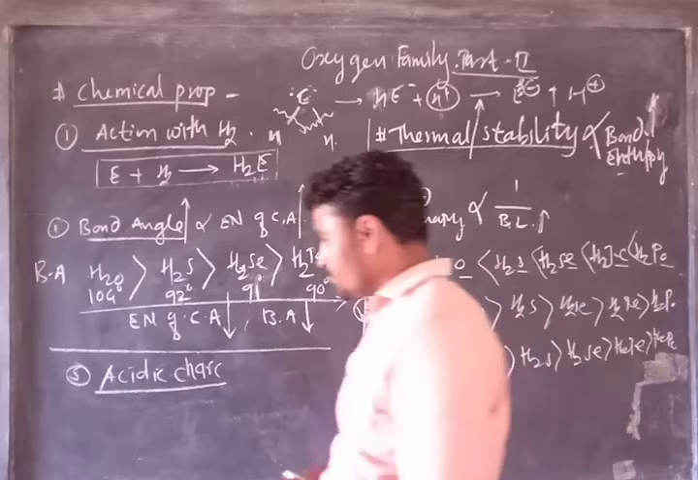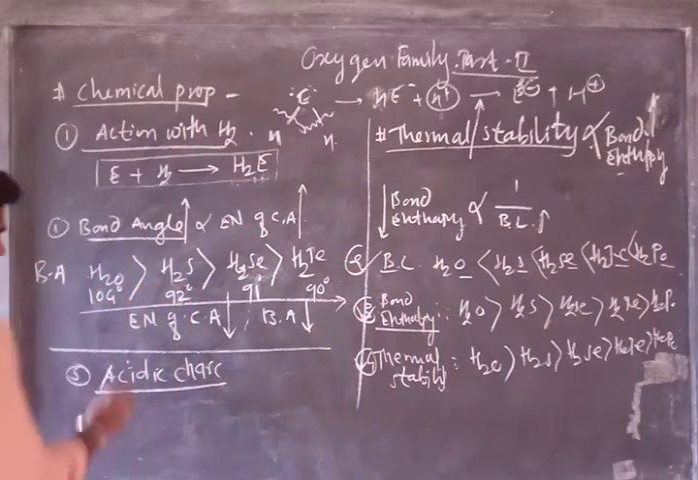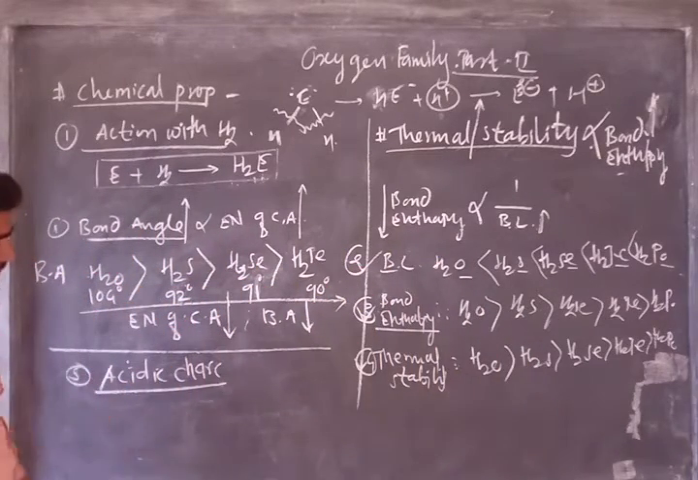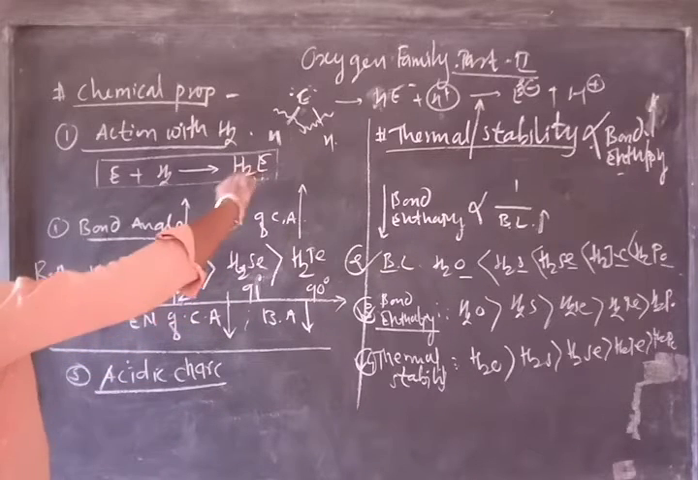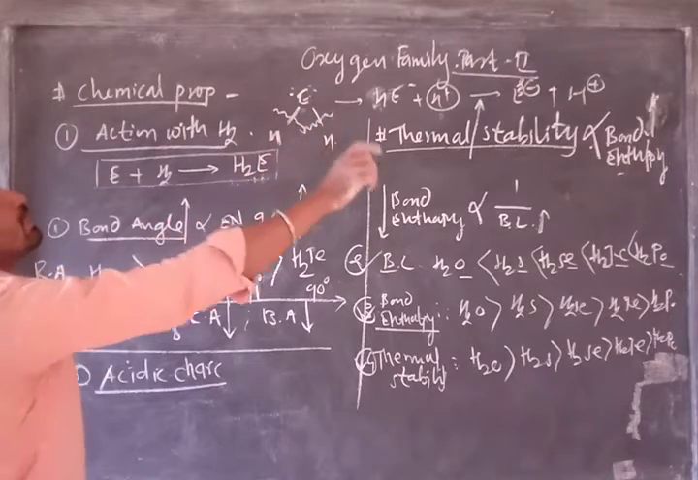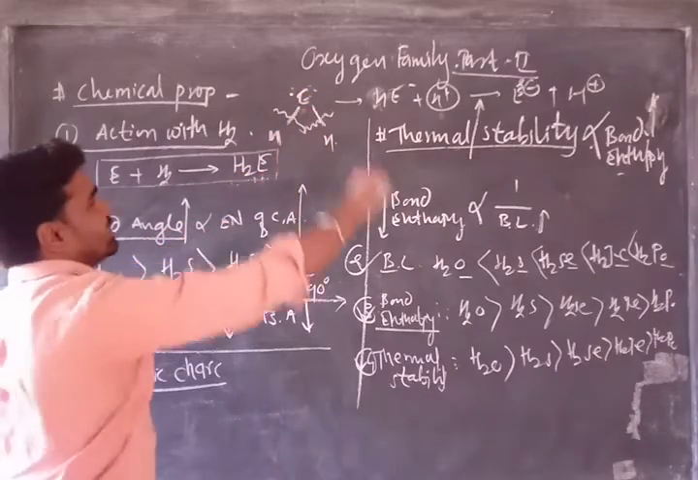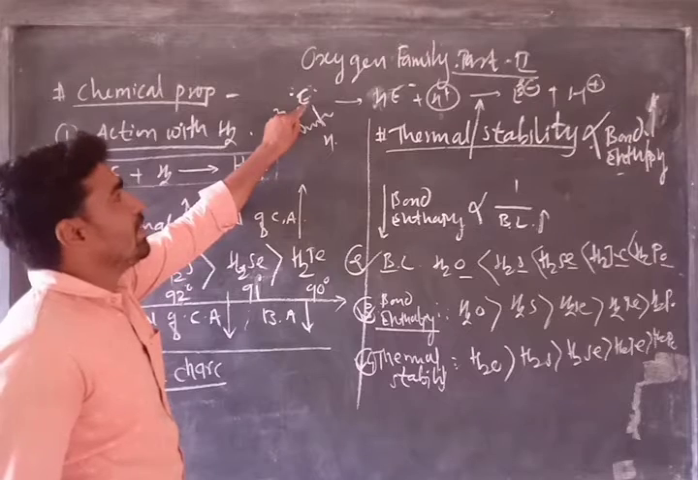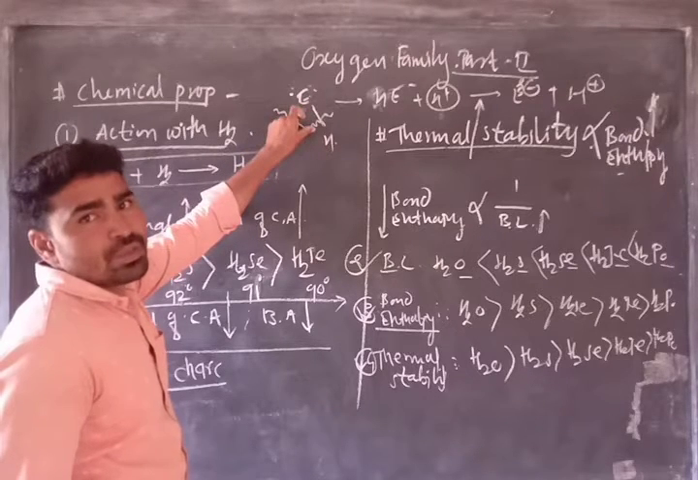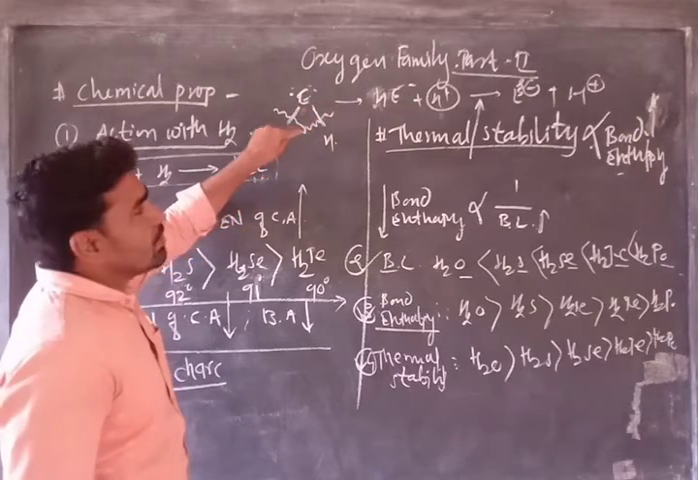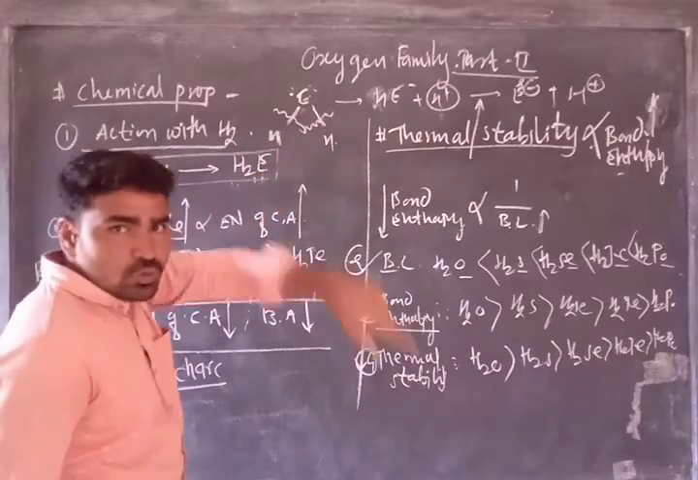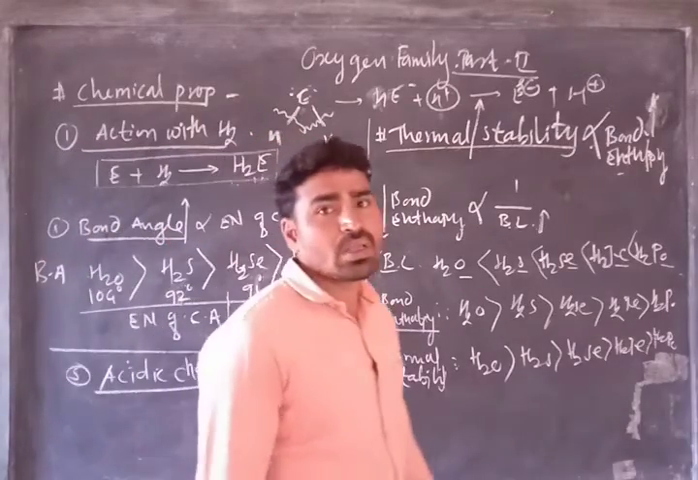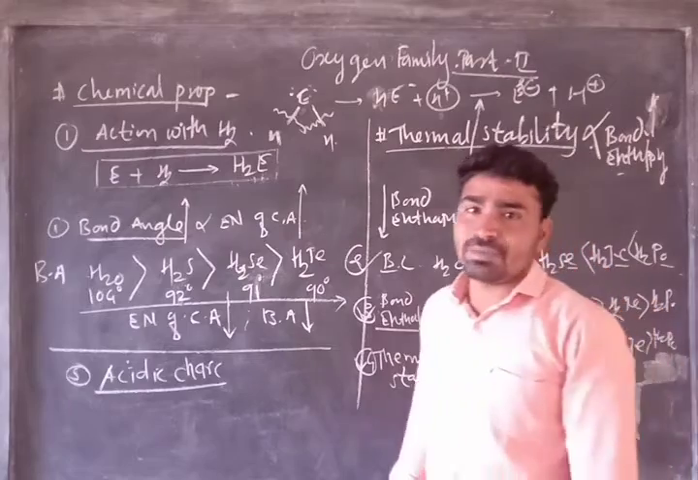For example, we can say the acidic character, the tendency to give H plus, completely depends on the bond length. बॉन्ड लेंथ के ऊपर डिपेंड होगी बच्चों. यहाँ पे E एलिमेंट और हाइड्रोजन के बीच में जो बॉन्ड है वो कितना आसानी से ब्रेक होगा और हमें H+ देगा, उसके ऊपर उसकी एसिडिक स्ट्रेंथ डिपेंड होती है.